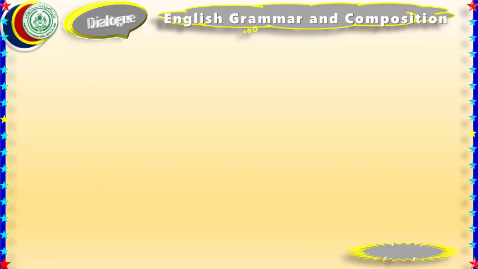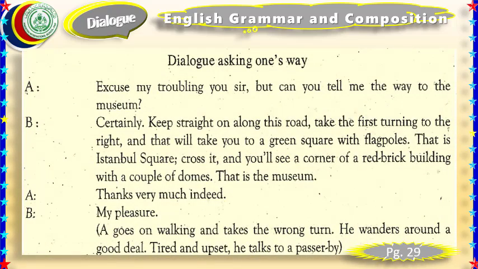Let us move forward. Next is the dialogue. That dialogue is asking one's way. What does it mean? You want to go somewhere, for example, you want to go to Bakala Sindhi and you don't know how to go over there. You can ask someone how to go over there. Then in that case, what will be the dialogue between you and that person who is trying to tell you the way to go over there is today's dialogue. Let us see how it is done.